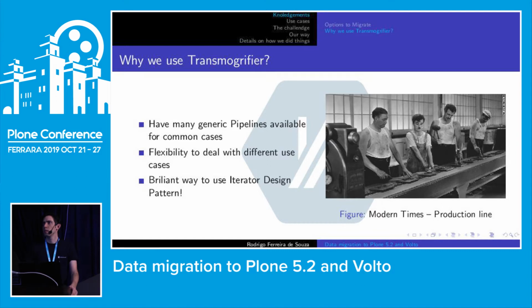What we basically do in Transmogrifier, from my point of view, is like a production line. The object is the product that will go through many pipelines, through many hands, changing a little bit and being sent to the next one, and then we get the final object working the way we need after migration.